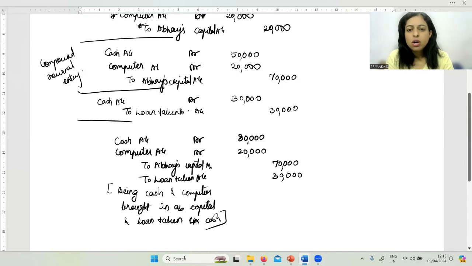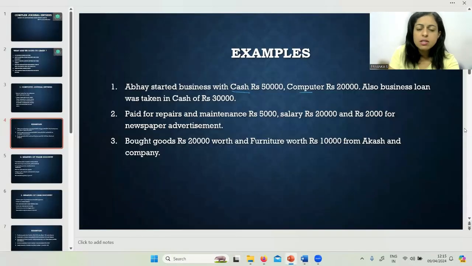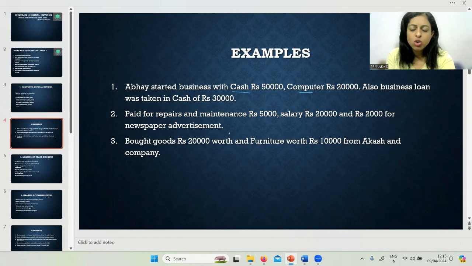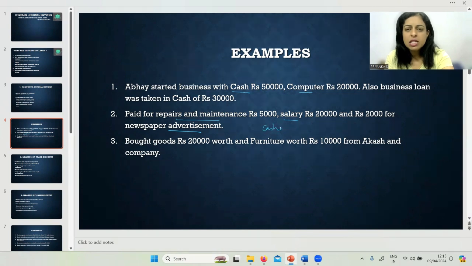Fine. Now we are going to see some other transaction examples. The next transaction that we have is paid for repairs and maintenance 5,000, salary 20,000 and 2,000 for newspaper advertisement. So we have different accounts here. Identify the accounts. Repairs and maintenance is one account, salary is another account, and advertisement is the third account. And what is the fourth account? How are you making these payments? The fourth account would be cash, right? Because you are paying in cash.